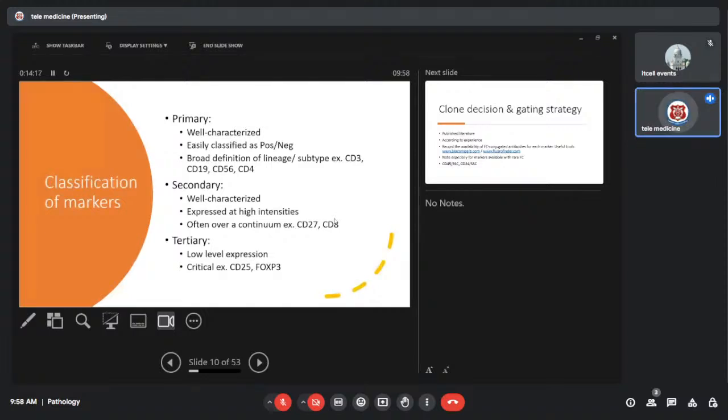Secondary markers are relatively better characterized, as in there is more experience available with them. Examples are CD20, CD4 and CD8. CD4 positive T cells form a distinct single population. CD8 positive T cells, you have a bright population, but then you have the negative population. Then tertiary are antibodies or markers that have a very low level expression on the cell.